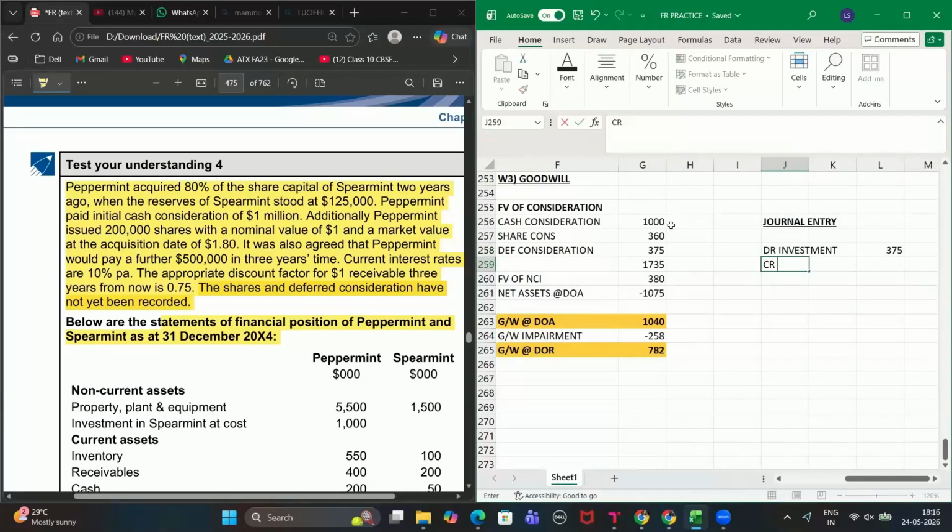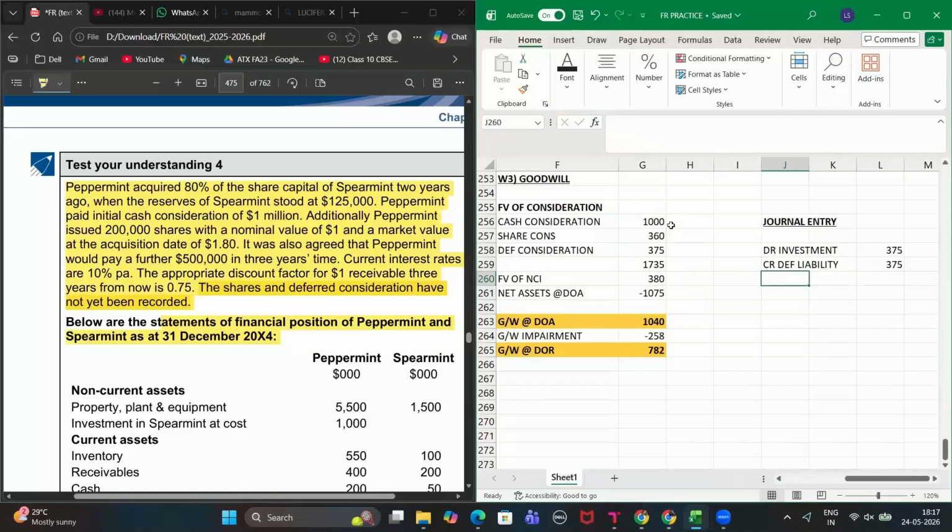What will be on the credit side? It's a deferred consideration. We are not paying it now. We are paying it in the future. So what is it? It's a deferred liability. So how much will be the amount? 375. So we are done with the deferred liability.